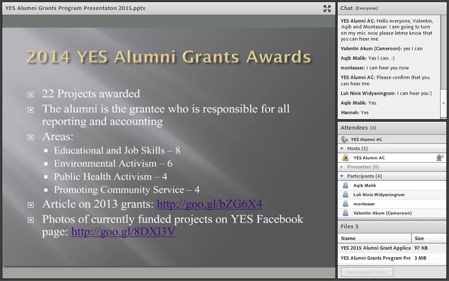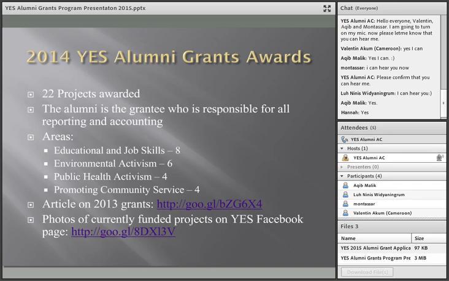We had projects in different areas, and I attempted to categorize them. So we have a lot of projects that are working on educational and job skills, also social entrepreneurism, that's a part of that. We have projects on environmental activism. We have public health activism, and a lot of projects just for the promotion of community service.